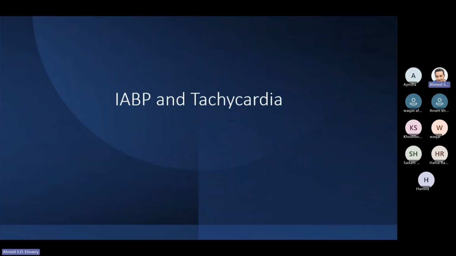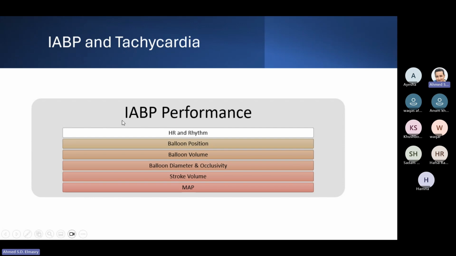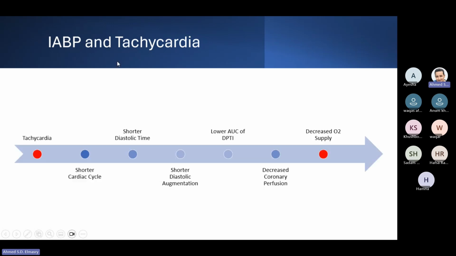The most common abnormality, or the most common troubleshooting, you will face during the intra-aortic balloon is tachycardia. And as we know, the intra-aortic balloon performance relies on many factors. One of these factors is the heart rate, balloon position, volume, stroke volume, MAP, systemic vascular resistance, and the balloon diameter and occlusivity. And the most important one is the heart rate and the rhythm. So what will happen if you have tachycardia? With tachycardia, you will get a shorter time for the cardiac cycle.